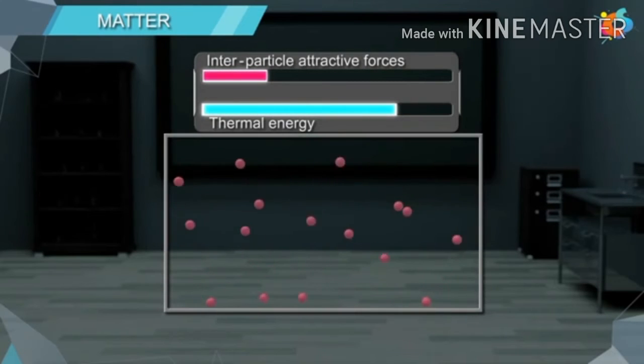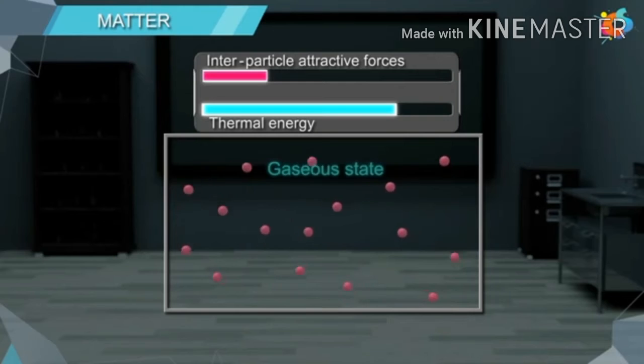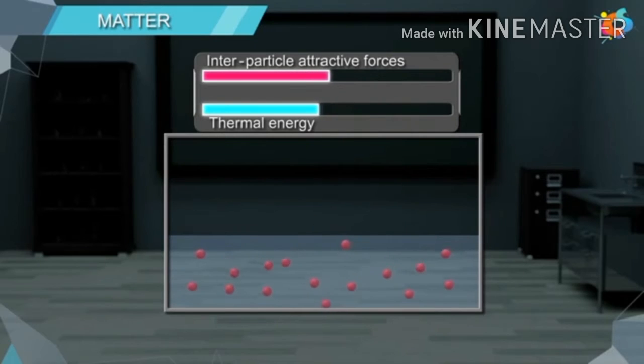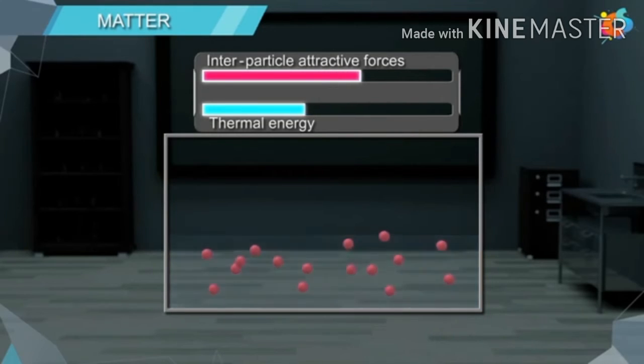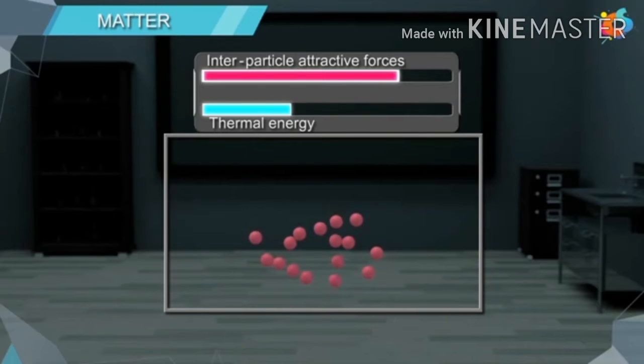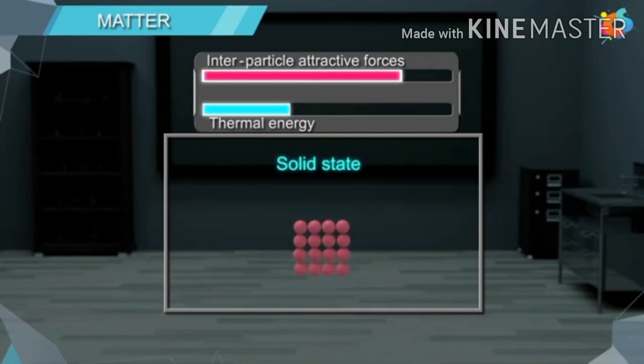If interparticle attractive forces are very weak and thermal effects are predominant, then the substance will be in the gaseous state. If interparticle attractive forces are slightly more than the effects of thermal energy, then the substance will exist as a liquid. At low temperature, the thermal energy is low and intermolecular forces are so strong that the particles come closer, cling to one another, and hence occupy fixed positions. At this stage, the particles are unable to move from their fixed positions but can only oscillate about their mean positions. The substance here will be in the solid state.